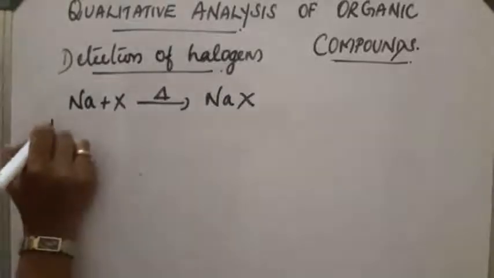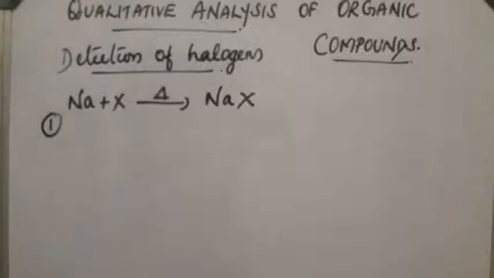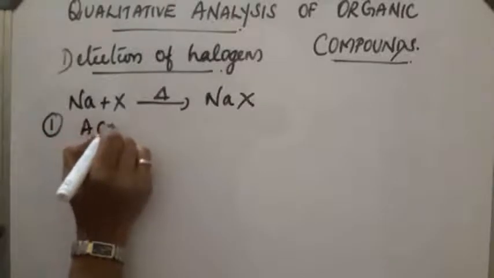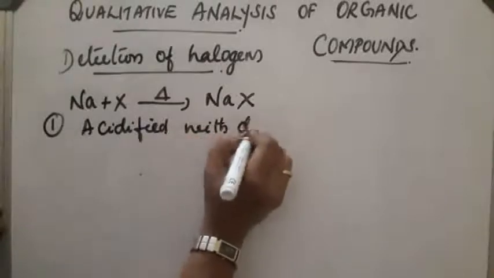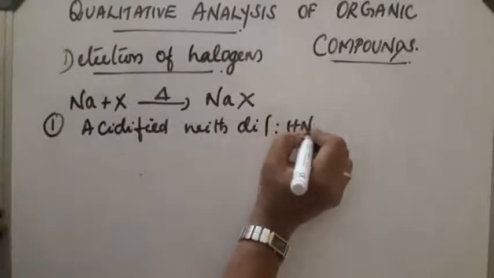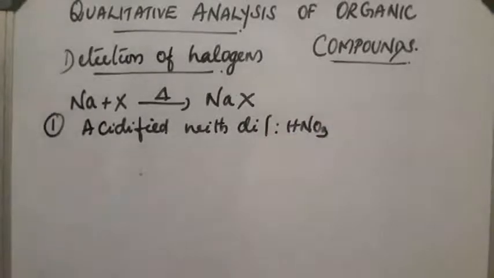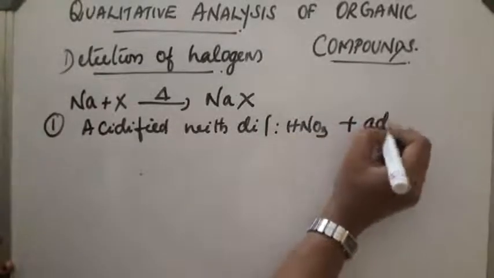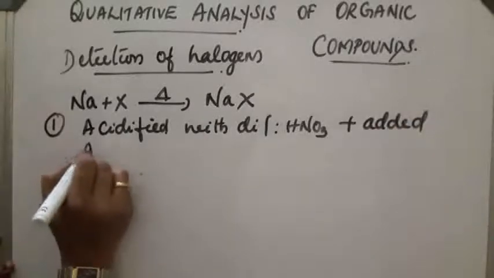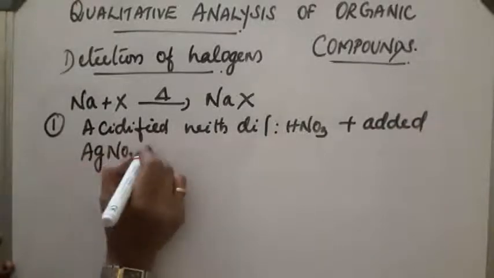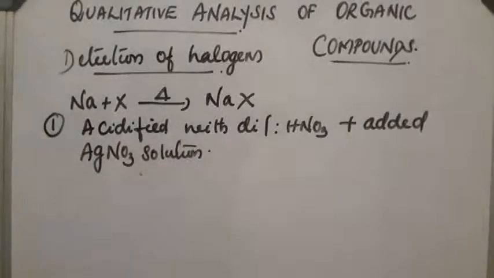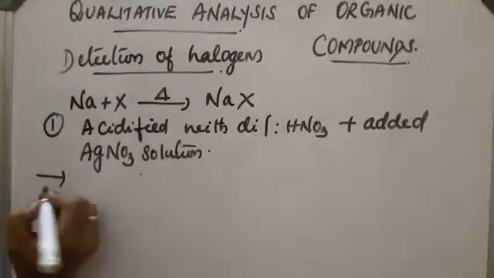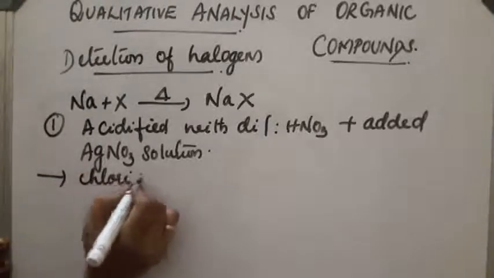First test: acidify a portion of the extract with dilute nitric acid, and then add silver nitrate solution. Different halogens give different results. First, chlorine gives a white precipitate.